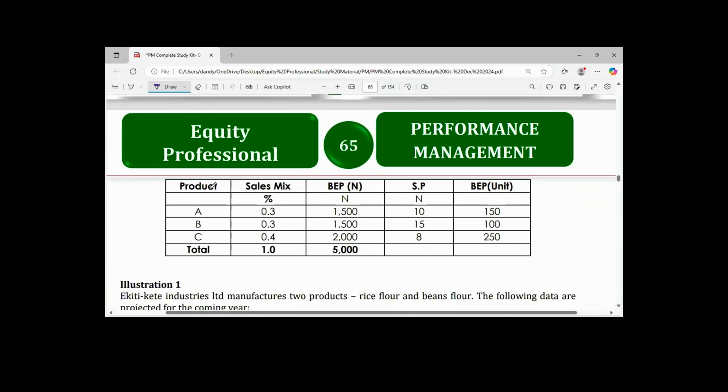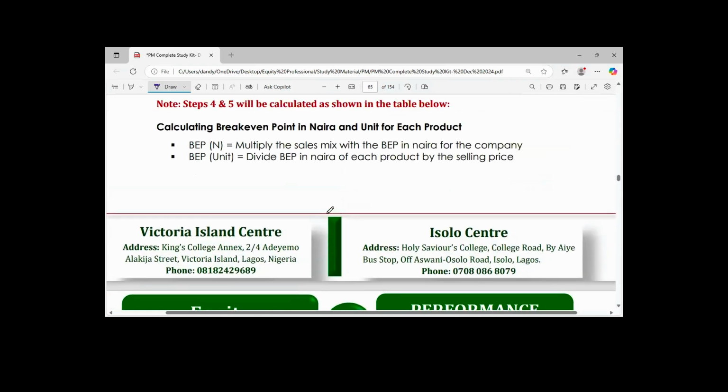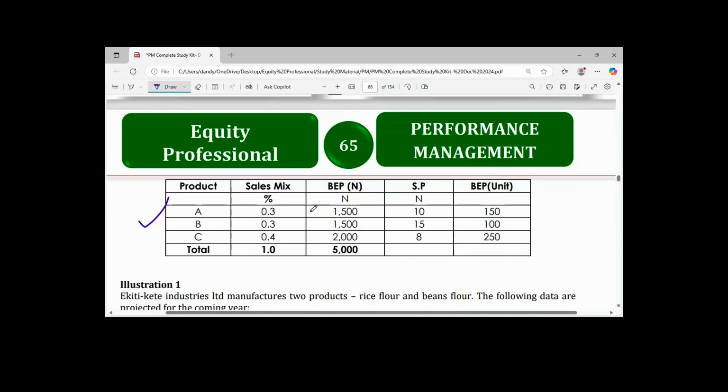Okay, so this is the format you are supposed to use whenever you want to calculate break-even points in units for a multi-product organization. This is the format. The numbers you have here are just hypothetical numbers. I'll just assume those numbers for explanation purpose. So my assumption is that the sales mix of product A is 30%, B is 30%, C is 40%. That's 100%.